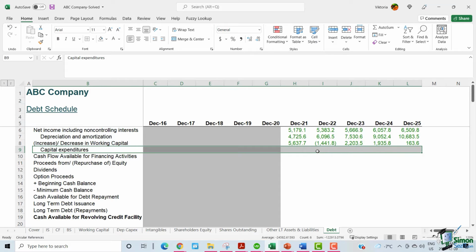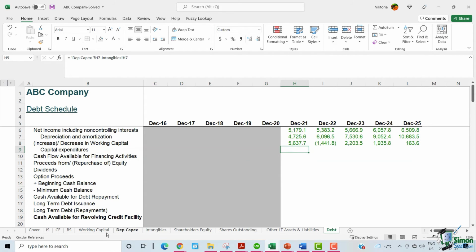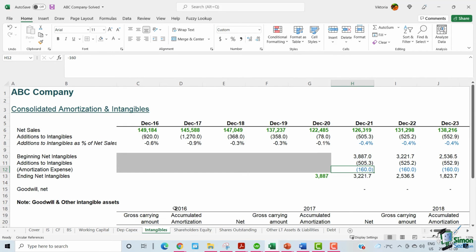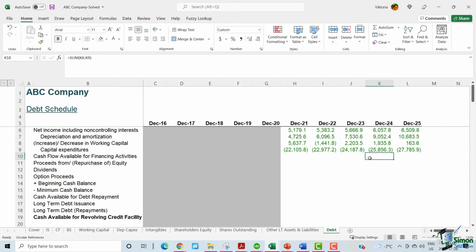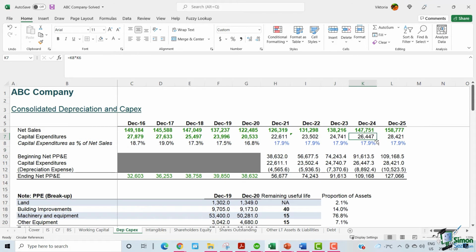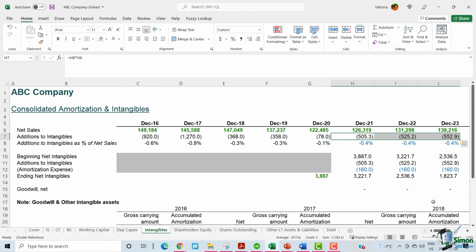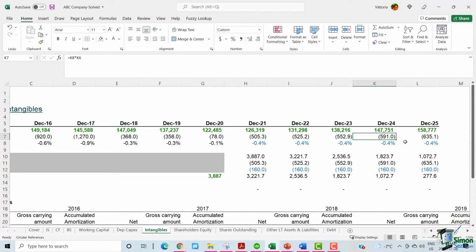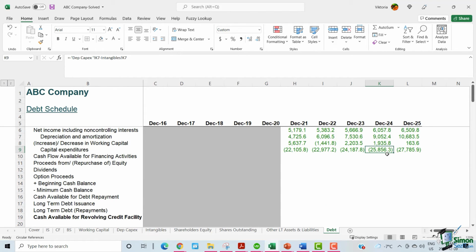In the capital expenditures line, we are going to add the capital expenditure that ABC incurred with the addition to intangibles to arrive at the total capital expenditure. For instance, in 2024, ABC had a capital expenditure of $26,447, and we added to the addition to intangibles of $591, which gives us $25,856 of capital expenditure. Now we will add these line items to arrive at the cash flow available for financing activities. We drag the formula across.